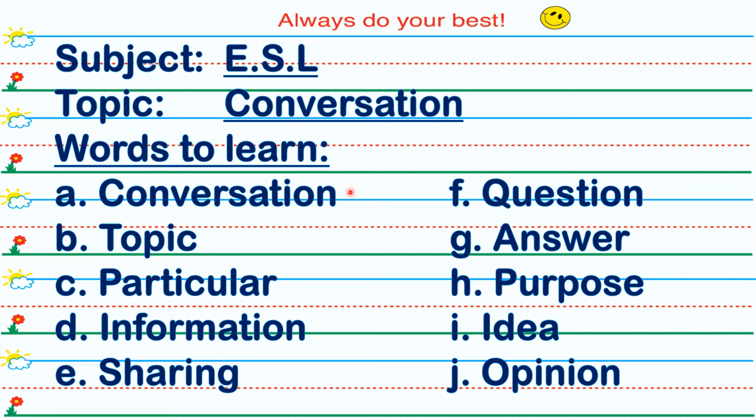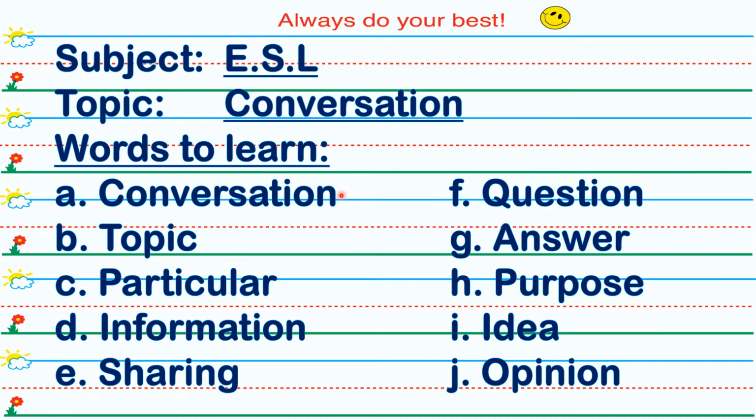Let's start reading. Letter A, conversation. Letter B, topic. Letter C, particular. Letter D, information. Letter E, sharing. Letter F, question. Letter G, answer. Letter H, purpose. Letter I, idea. And letter J, opinion. So let me just give you a brief explanation about the meaning of these words.